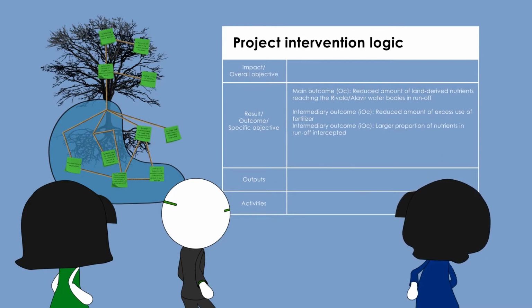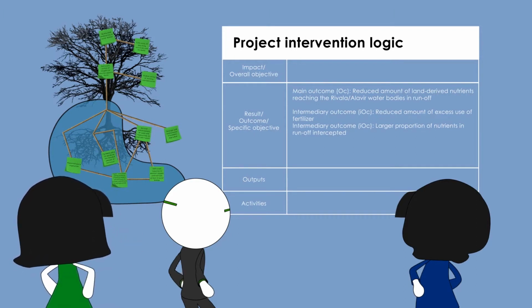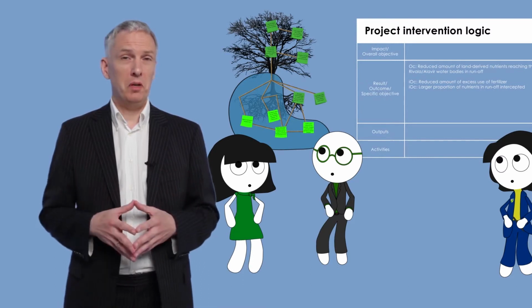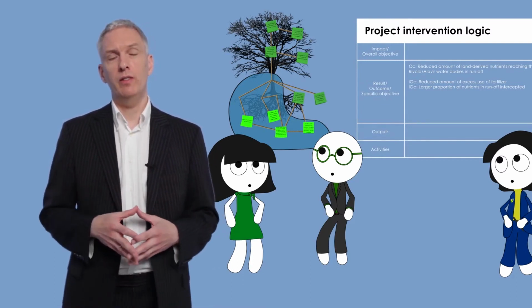Okay, so what do we do with the other items at the low level in the objective tree? Do we put them all in the outputs row? So that would be the higher awareness, the farmer's ability to estimate the needed amount of fertilizer, the restored shore vegetation, and the sufficient capacity to monitor oxygen and nutrient levels. It may sound logical, but in practice, in your project, it is usually not so straightforward.